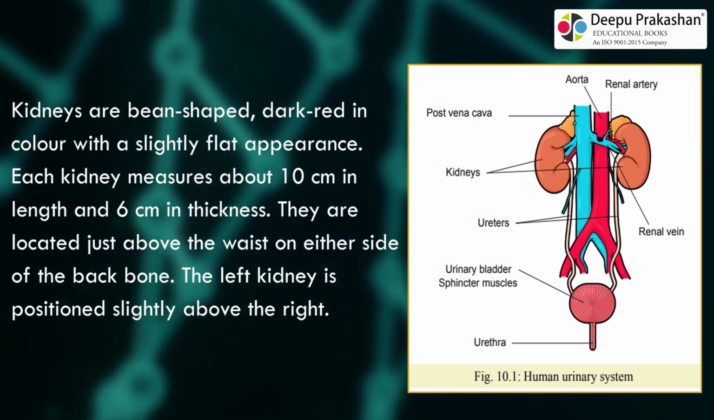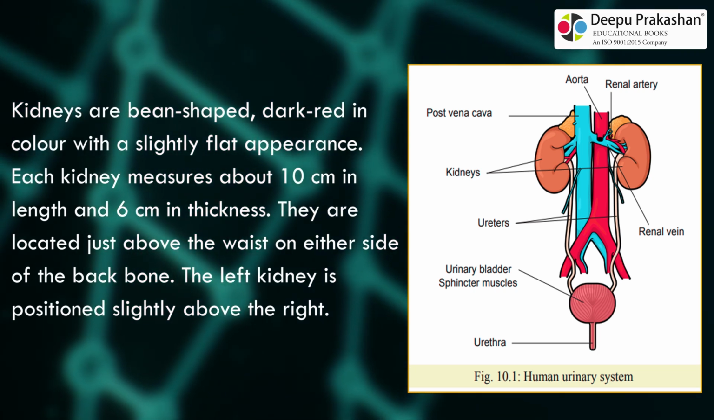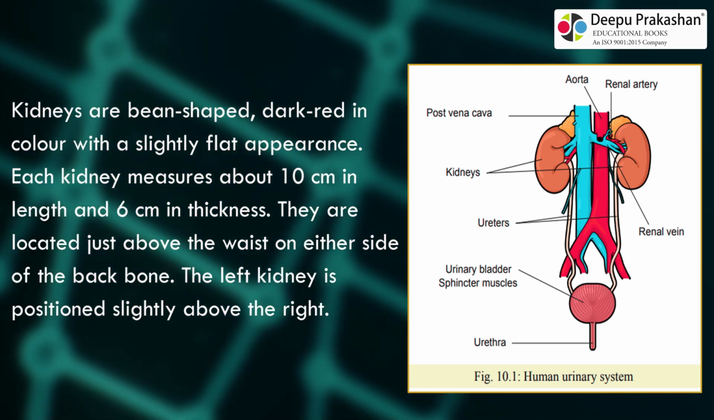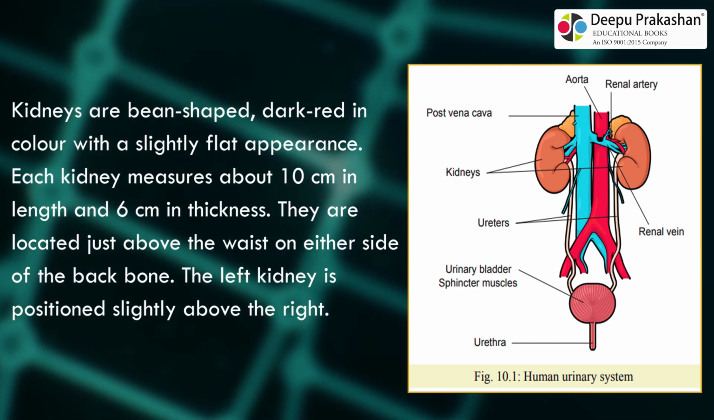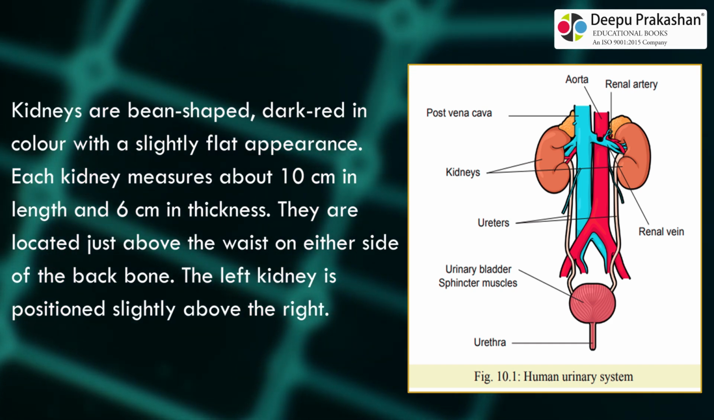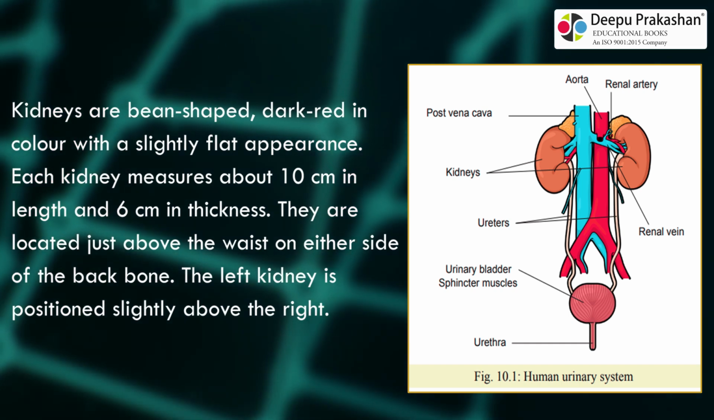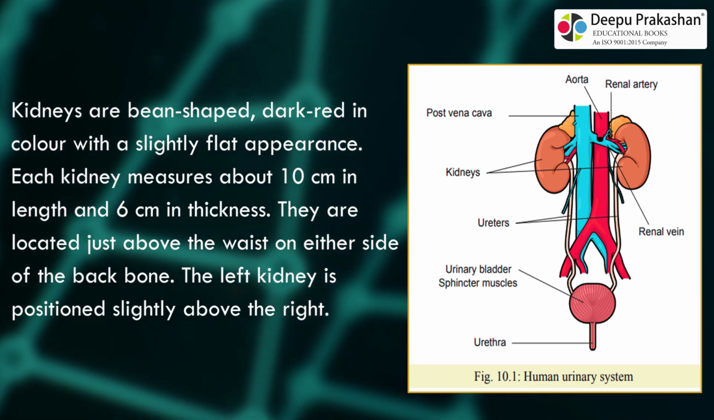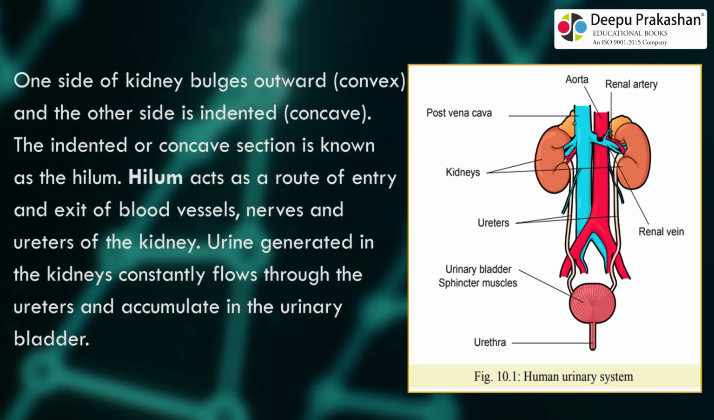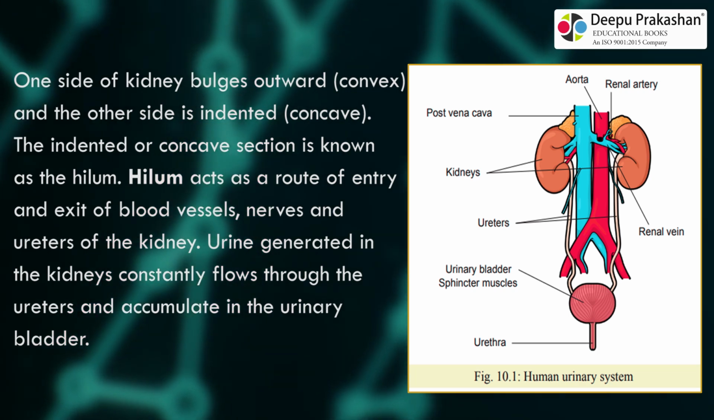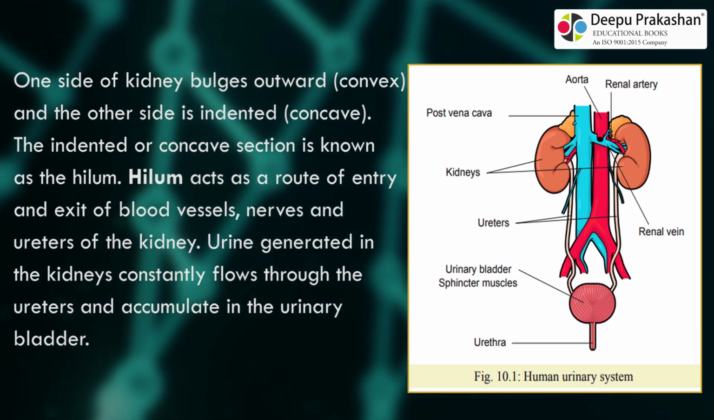Each kidney measures about 10 centimeters in length and 6 centimeters in thickness. They are located just above the waist on either side of the backbone. The left kidney is positioned slightly above the right. One side of the kidney bulges outward, convex, and the other side is indented, concave.